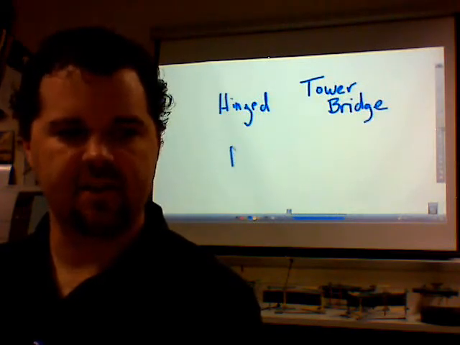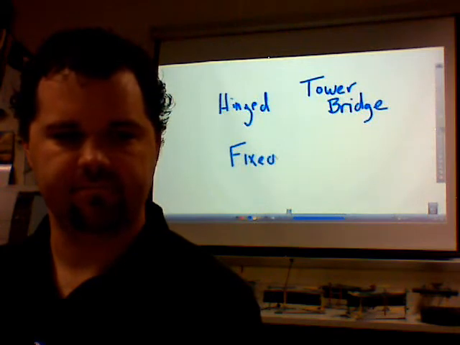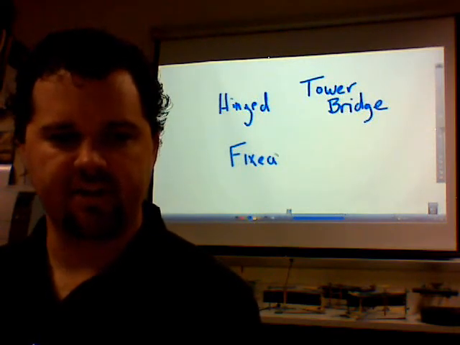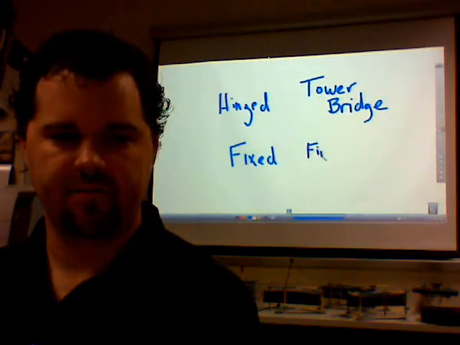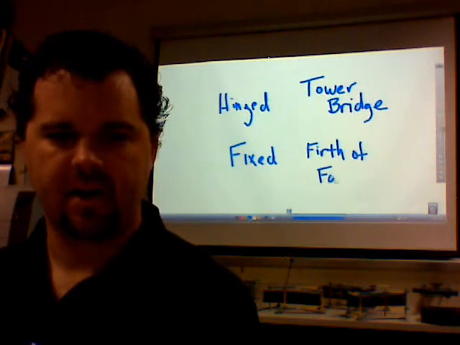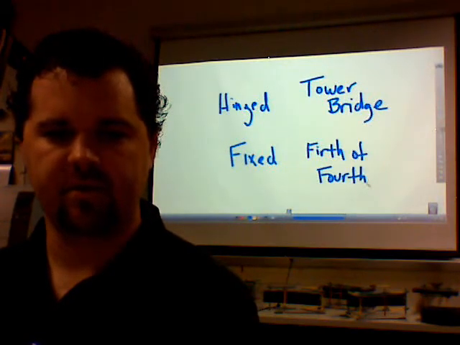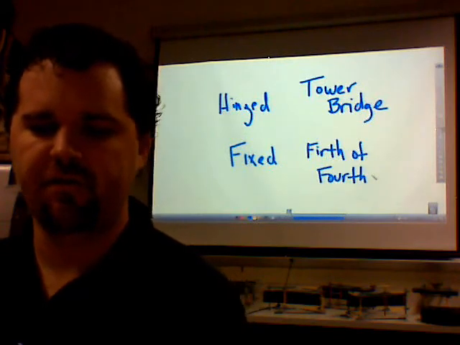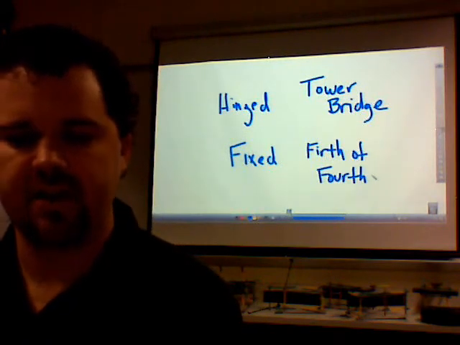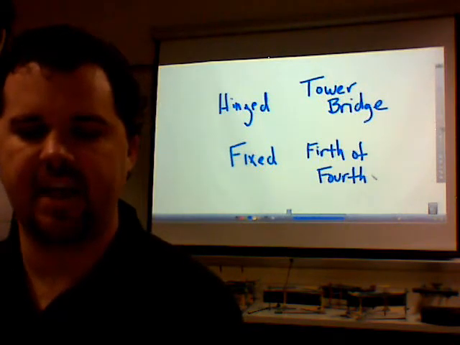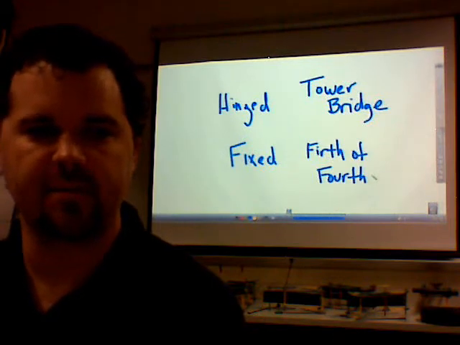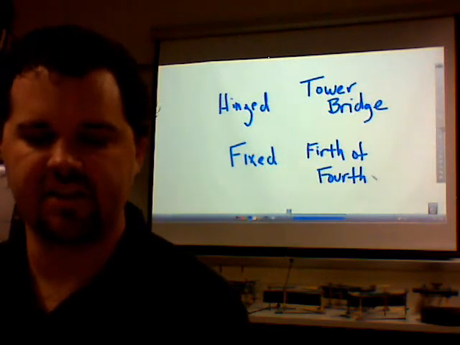And the second type is called a fixed cantilever. A fixed cantilever is one such as the Firth of Forth. And I want you to look this up as well, and we'll discuss this one later as well. The Firth of Forth is a rail bridge, and there's also one called the Astoria Bridge, and then cable stayed bridges such as the Dames Point Bridge. These are ones that we're going to look at, some of these fixed cantilever bridges. We're not going to have time to look at the Tower Bridge in this investigation.